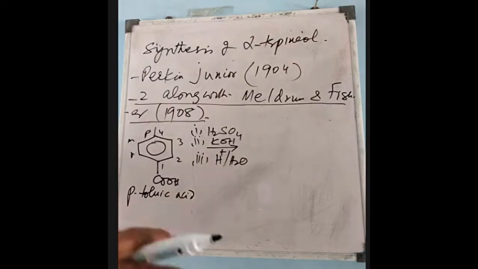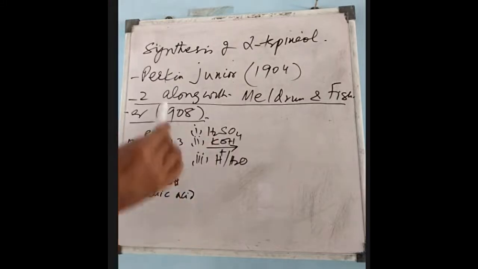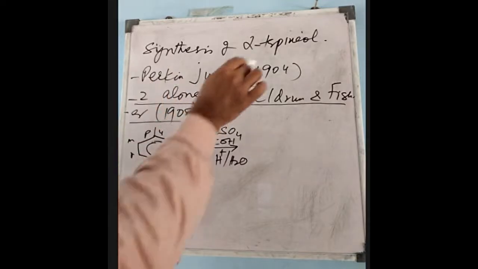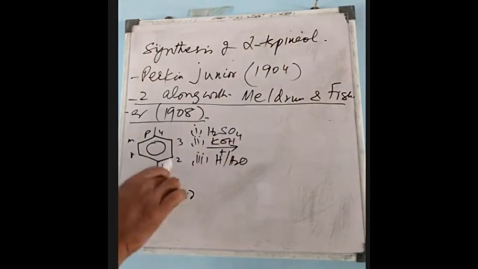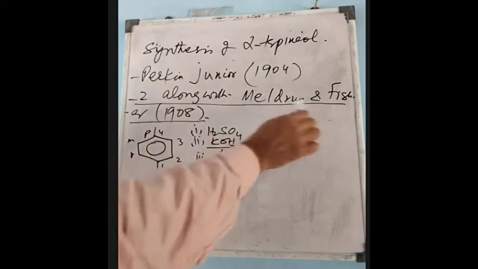If you want to prepare cinnamic acid, then cinnamic acid we can prepare by the Perkin reaction. That Perkin is senior. Here it is Perkin Junior. Only one method was given by the single person, Perkin Jr., in 1904. Then the second method was given by Perkin Jr. plus his company, Meldrum and Fisher.